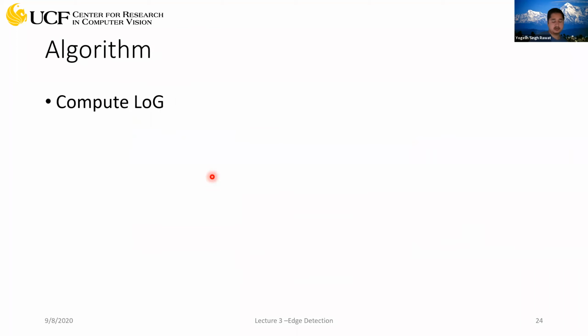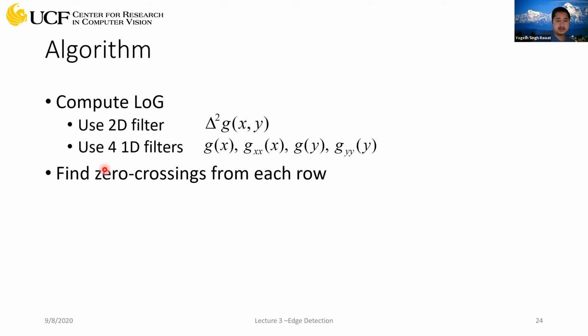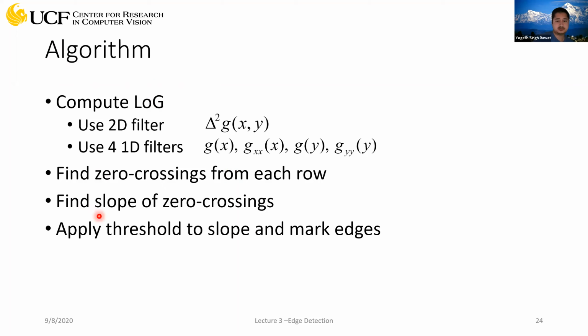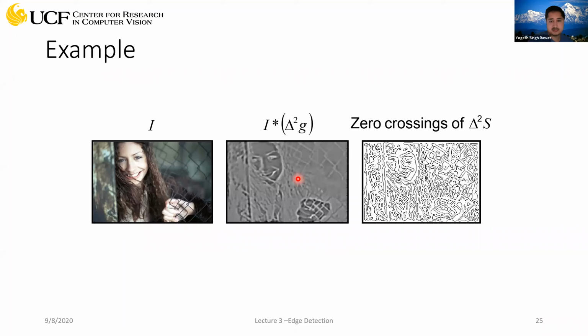Now coming back to the algorithm of this edge detection. First, you have to compute the Laplacian of Gaussian. You can either use a 2D filter, which will have n square multiplications, or you can use 4 1D filters, which will have 4n multiplications. Then you can find the zero crossings from each row. Then you can find the slope of the zero crossings. Then you'll have to apply some kind of threshold to mark your edges. So that's the general algorithm which you will use. For example, the same image again, you compute the Laplacian here and then convolve with the image. So this is the result you get. And if you find the zero crossings, you will find all the edges over here.